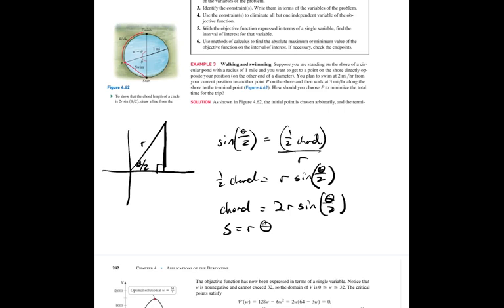Let me think about it. So we know that R is 1 mile, right? So both of those R's can essentially become 1. So we have each one in terms of theta.